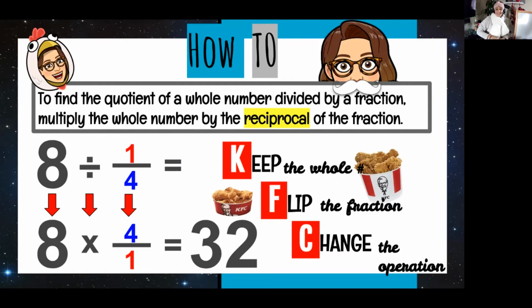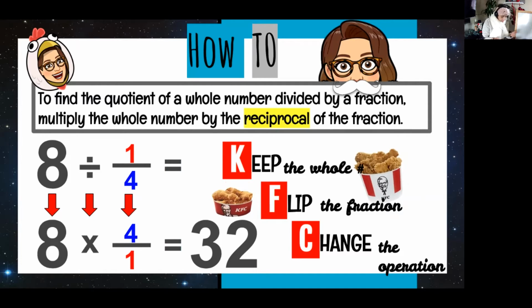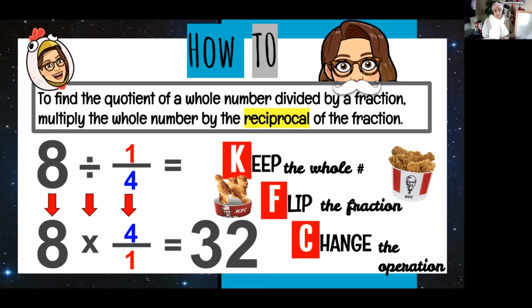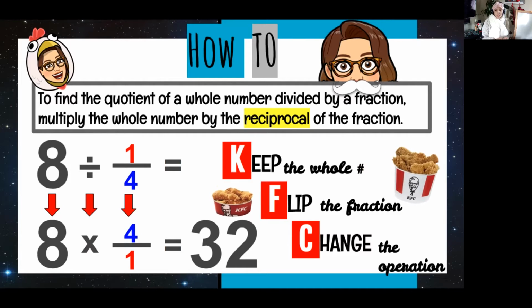Okay, we're going to continue. So when we are going to use division with fractions, we actually have to use an inverse. An inverse operation is an operation that is the opposite. So what is the opposite of division? Multiplication. So to find a quotient of a whole number divided by a fraction, you're going to multiply the whole number by the reciprocal of the fraction.